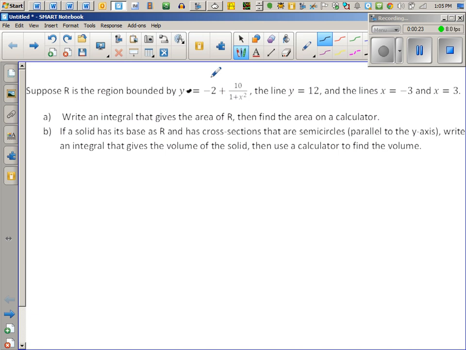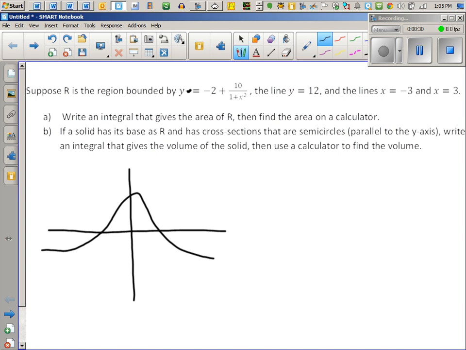You could just graph it on the screen, but it basically looks like this. It goes up and back down, and actually hits at 10. It would hit at 10, but it's been shifted down by 2, so it hits at 8.